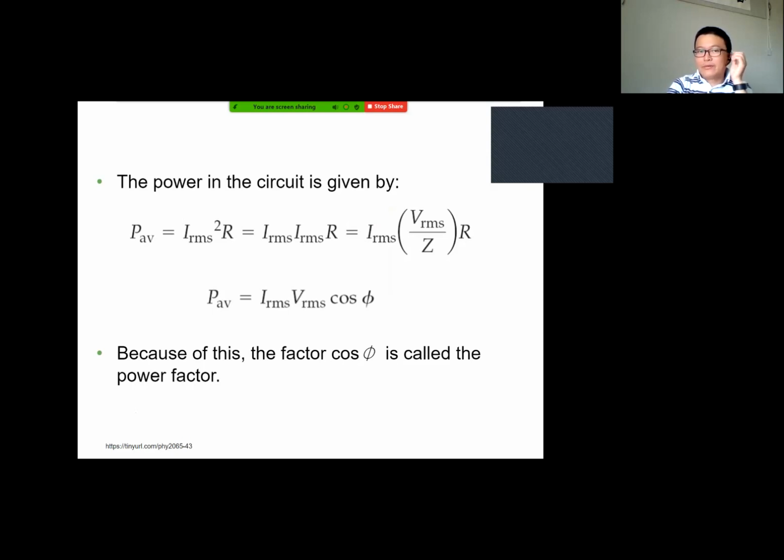If you look at the power consumed by the whole circuit, you'll find it's just I RMS squared times R, because the capacitor does not consume any power. If you write that in terms of V RMS divided by Z, then it's I RMS times V RMS times R over Z, where we call R over Z cosine phi. That's the power factor of this circuit.